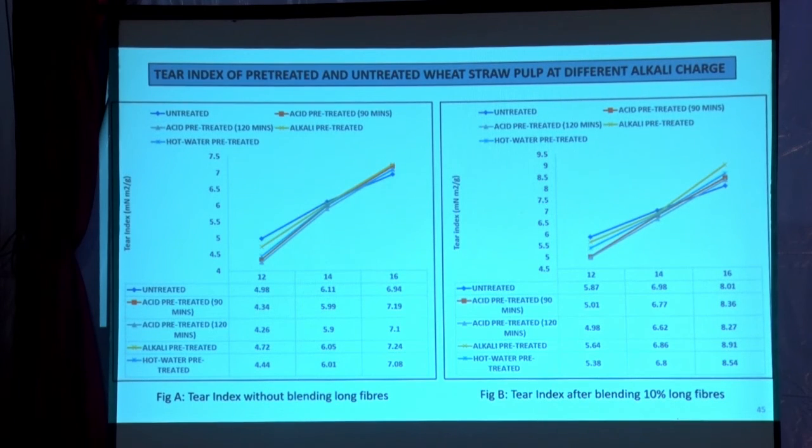After blending of 10% of long fibers, if we talk about 16% alkali charge, we can see that the tear index has increased slightly from 6.94 to 8.01 in the case of the untreated one, and from 7.08 to 8.54 for the hot water pre-treated sample.